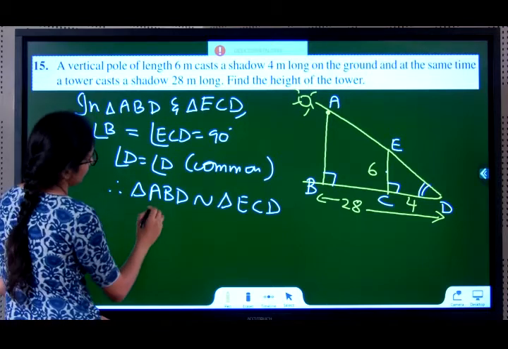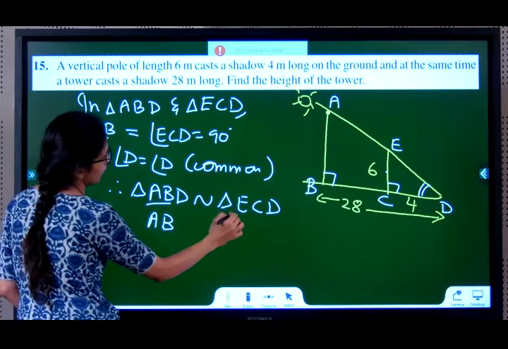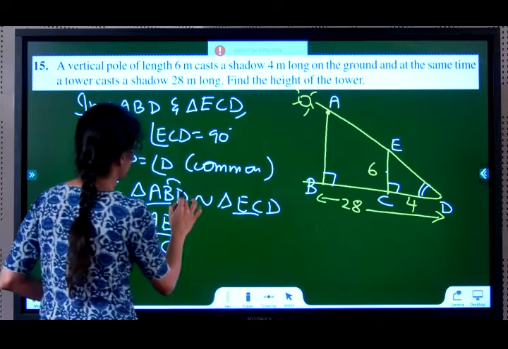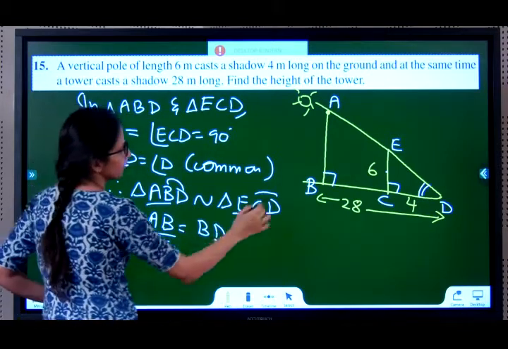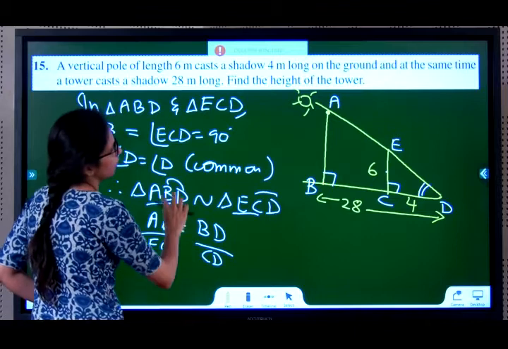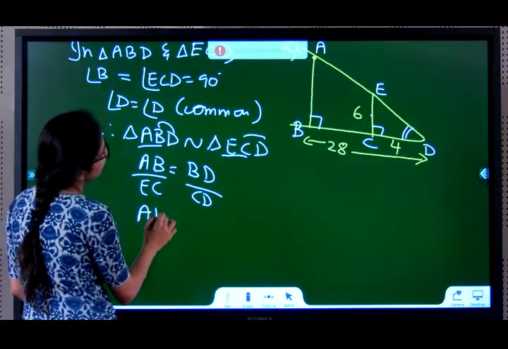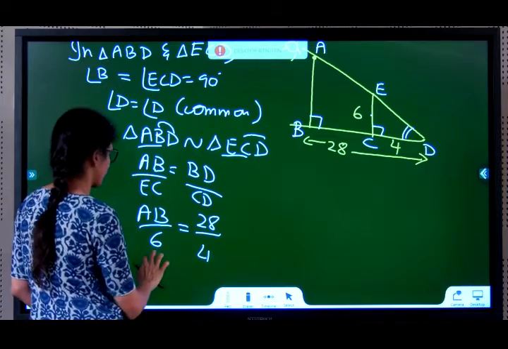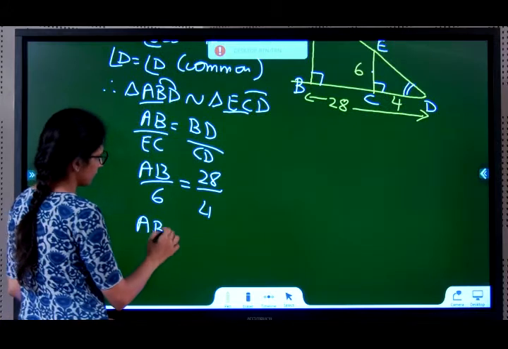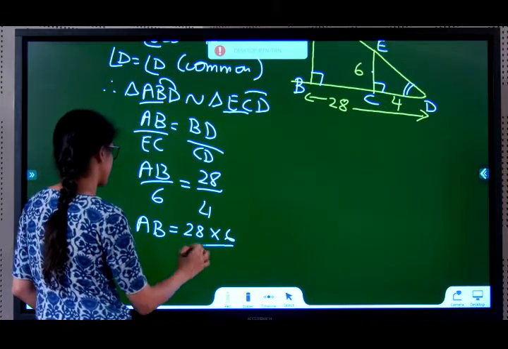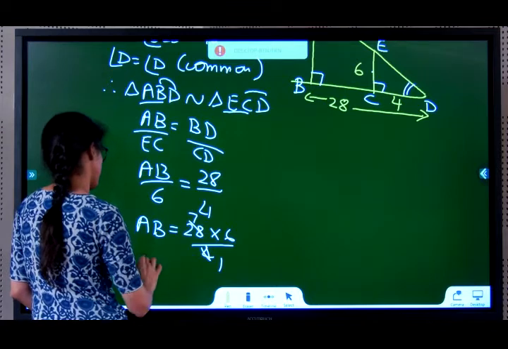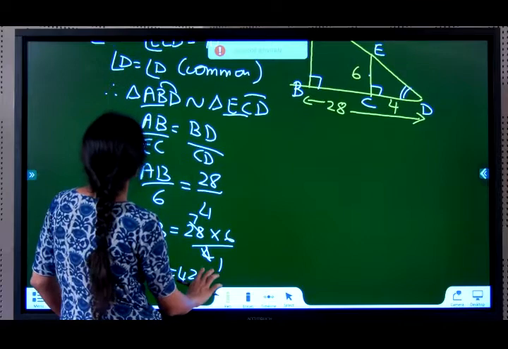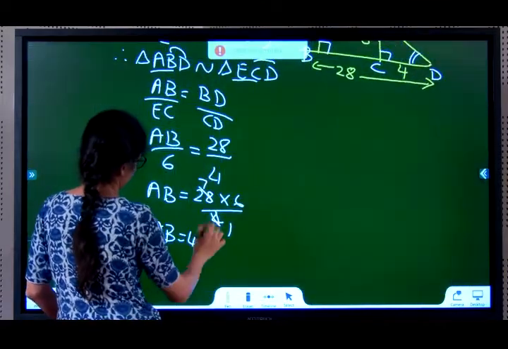I want the height of the tower, so I want AB. From here I will get EC. What else do I know? I know BD. So take BD, from here you will get CD. You know all these values, substitute. AB, EC is 6, BD is 28, CD is 4. Solve. AB is equal to 28 into 6 by 4. 4 ones are, 4 sevens are, AB is equal to 42 meters. Is it in meters? Yes, it's in meters.